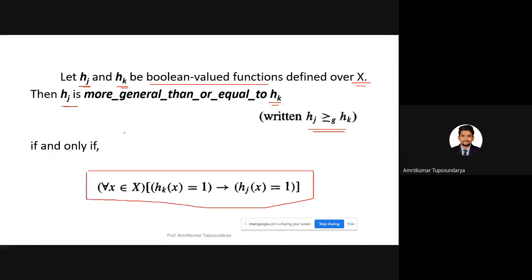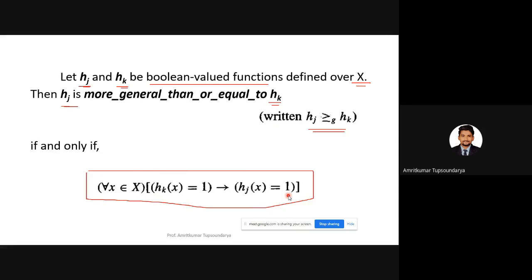So Hj is more general than or equal to Hk if and only if for all instances x belonging to capital X, that is the set of all instances, Hk(x) equal to 1 implies that Hj(x) is equal to 1. Right? Because Hk is more specific and Hj is more general. So Hj is more general than or equal to Hk, which can be written like this, if and only if this condition implies.